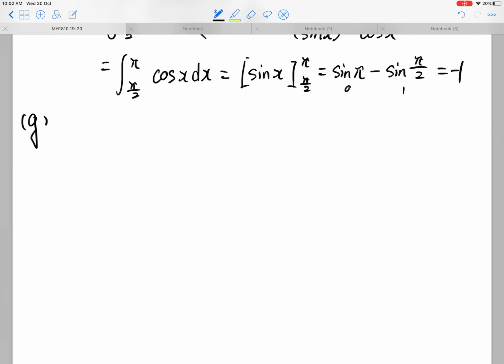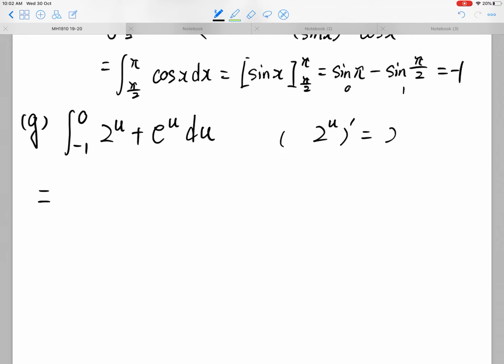Part G. From negative 1 to 0, 2 to the power of u plus e to the power of u du. First, 2 to the power of u. Its derivative is 2 to the power of u times ln 2, so in order to remove this ln 2, you can multiply 1 over ln 2 on both sides. So the integration is 1 over ln 2 times 2 to the power of u.